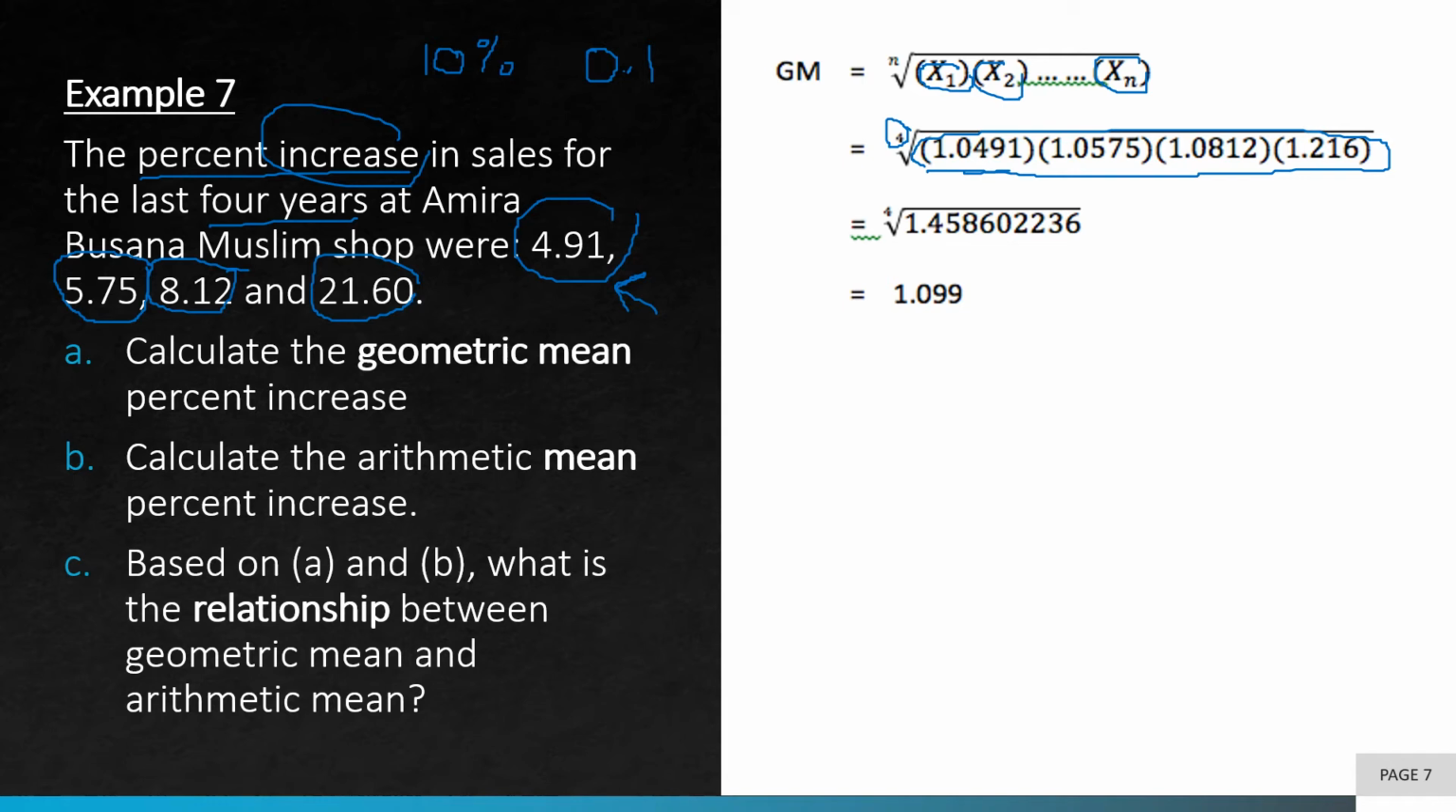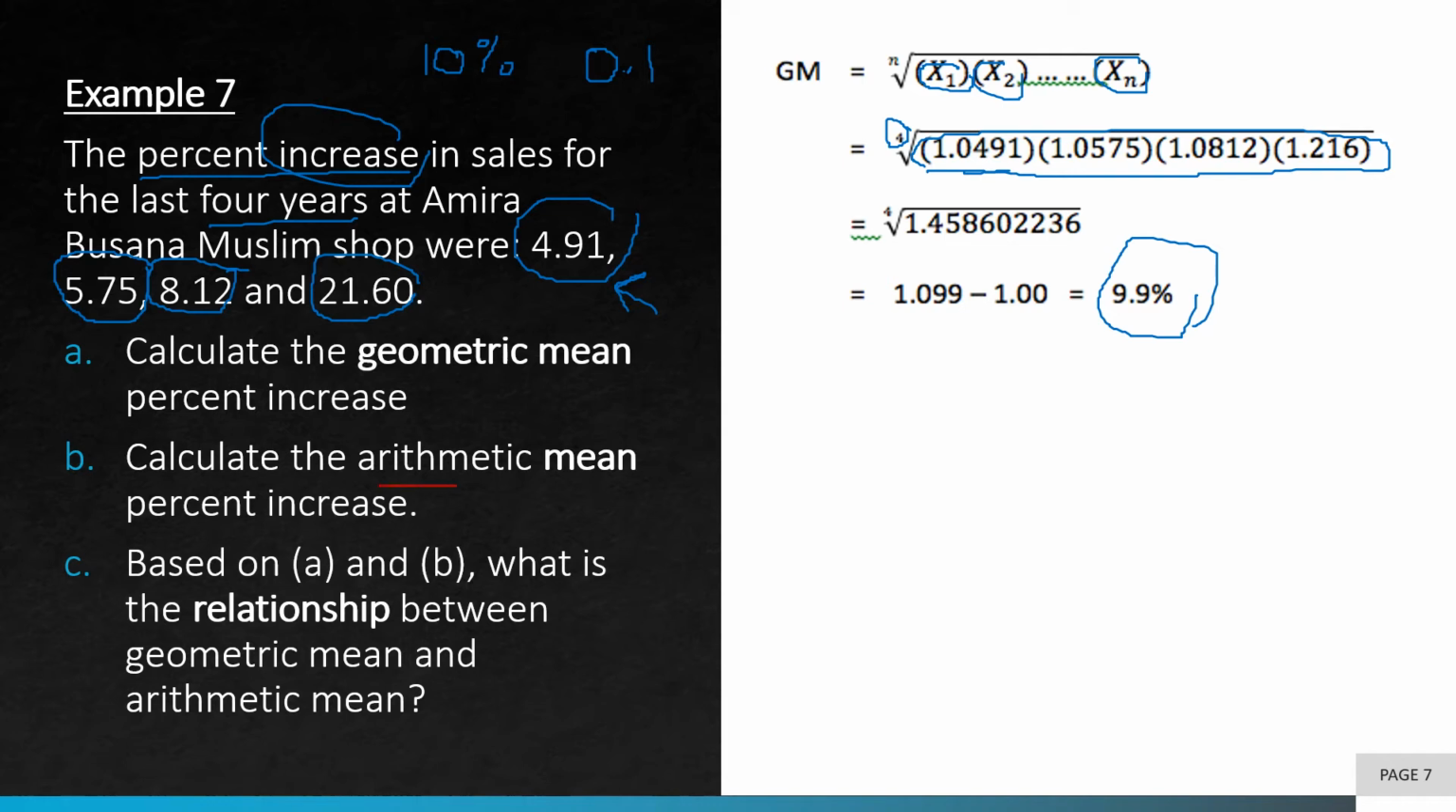Now be careful, you can write your answer down as 1.099, but it doesn't mean it's 1.09%. It simply means there is an increase of 9.9% on top of your existing 100%. So you can either write it this way, or in order not to get yourself confused, this is your final answer, 9.9%. To get that, you take 1.099 minus 1, so you'll get 0.099, which is actually 9.9%.